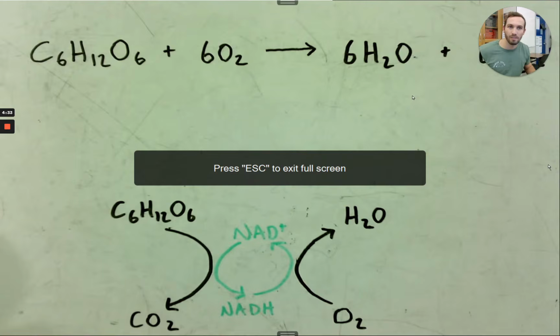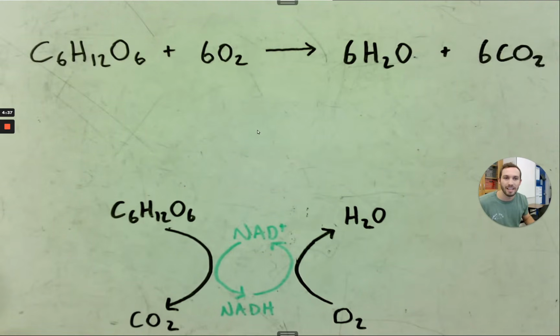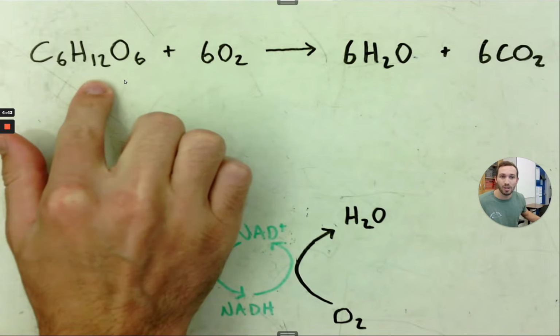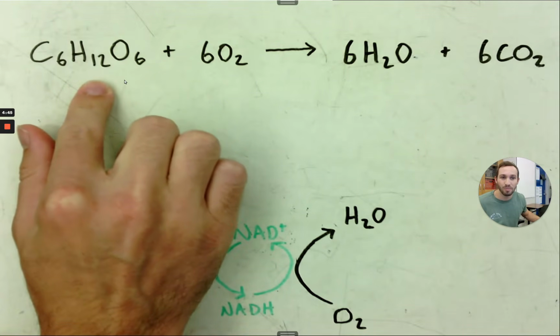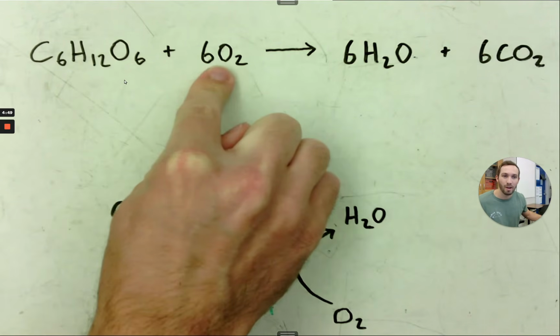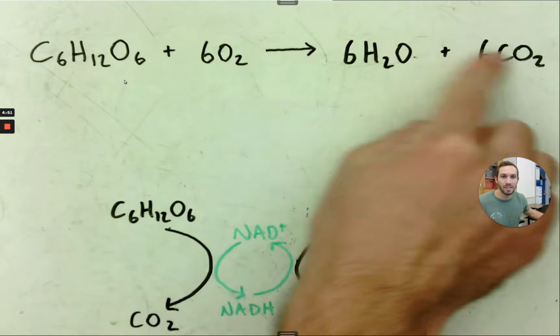Okay, so if you look at this, I have up here the formula. This is the overall formula for cell respiration. You guys have seen this probably since middle school at least. But you have glucose and some oxygen, and ultimately it's going to become H2O and CO2.